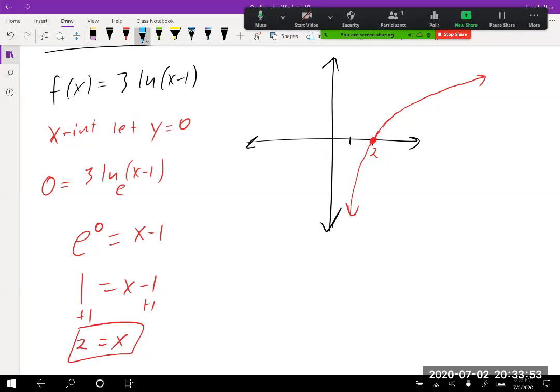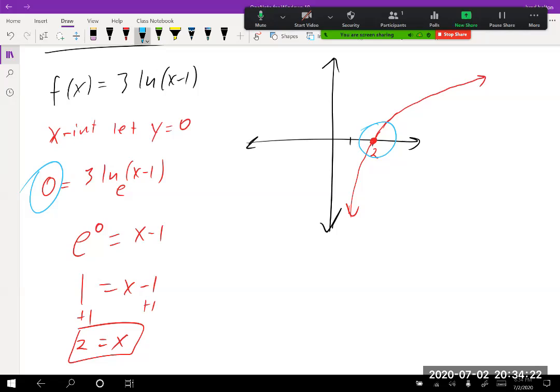So I just want you guys to understand that what the argument could become is very important. So right when I saw this, I said, well, what could I make x be that would have the natural log of 1 as my result? So if x were 2, 2 minus 1 is 1, the natural log of 1 is 0. So I get my x-intercept. That's why I was pretty sure something nice was going to happen here at 2. All right.